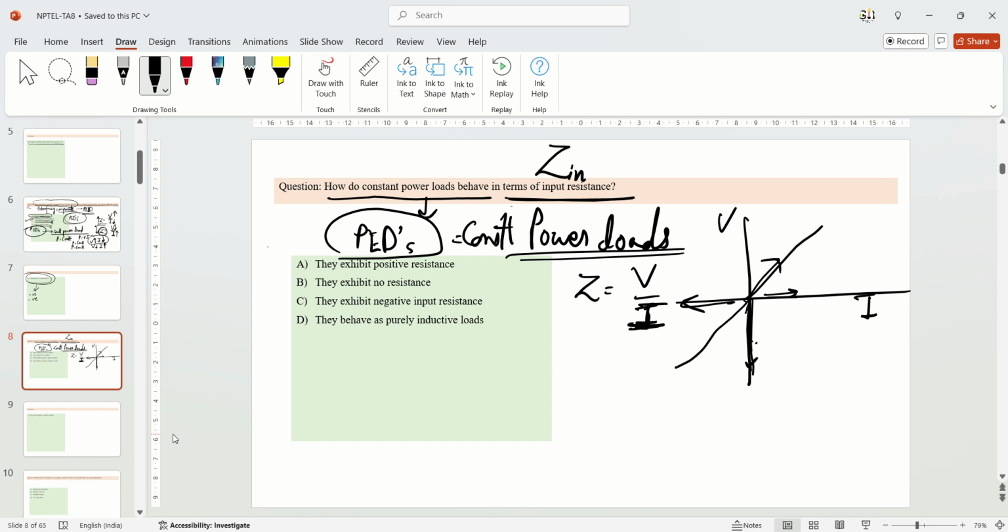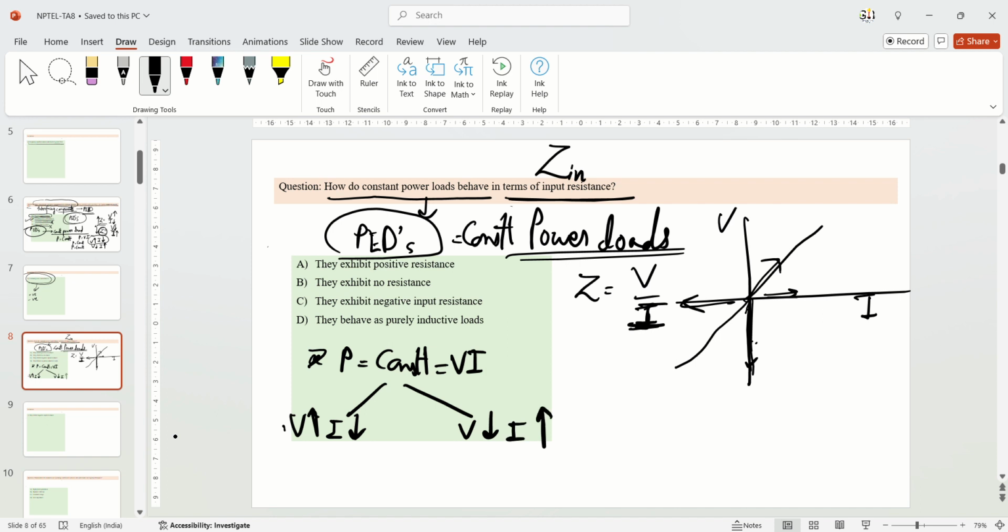Okay, let me give the solution for this question. What I've told is that the characteristic is power equal to constant, so there are two cases. If you consider that power is equal to VI, if you increase the voltage, the current will drop down, or if you decrease the voltage, the current will go up. This behavior is explained in such a way that Z is equal to V by I.